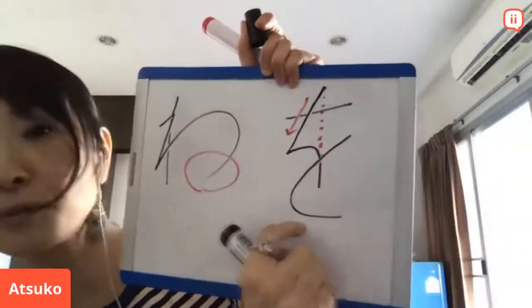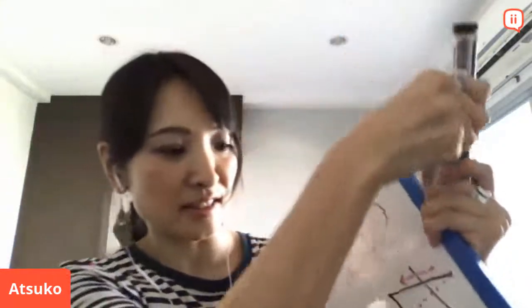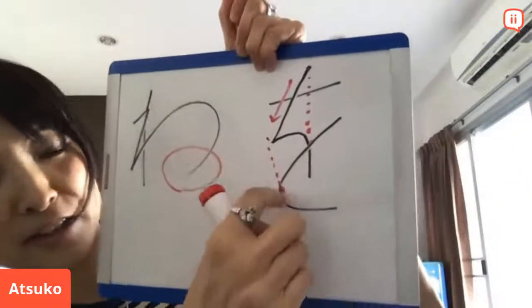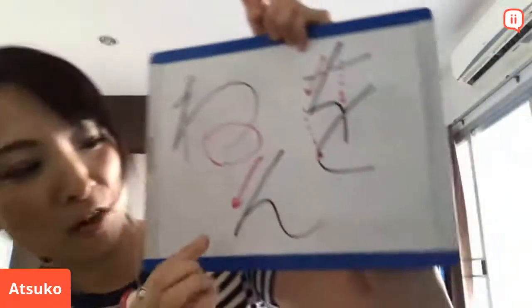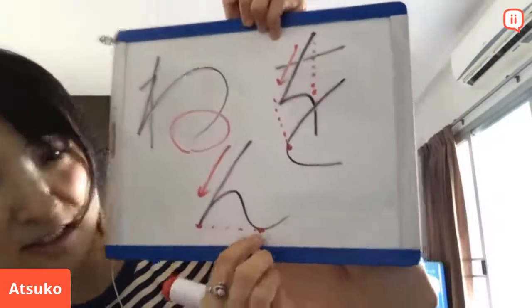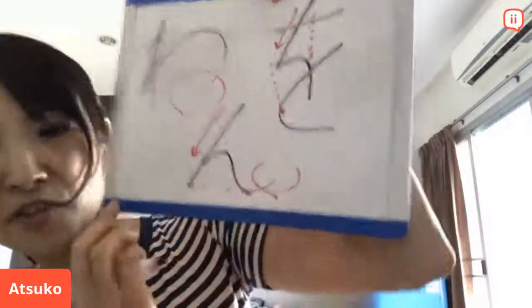And start from here, go down, curve, and flat. Flat. And this curve has this line, right side. Okay. Last one. ねはこう、go down to the left, go up together, and cross on this line, and go up, non-stop.